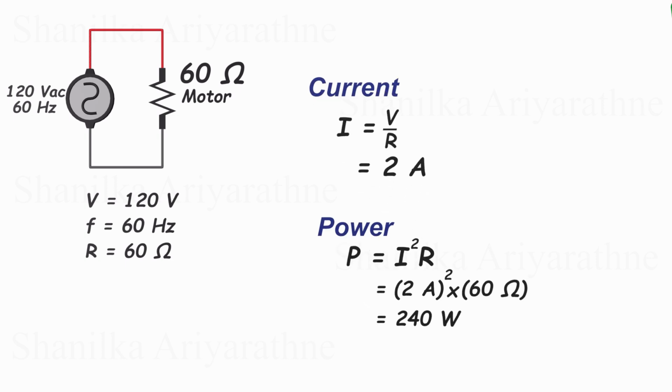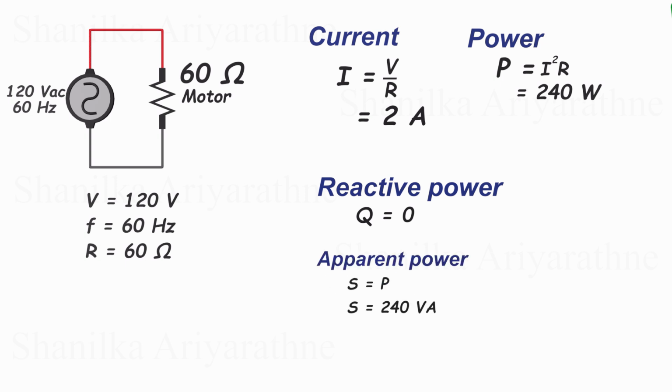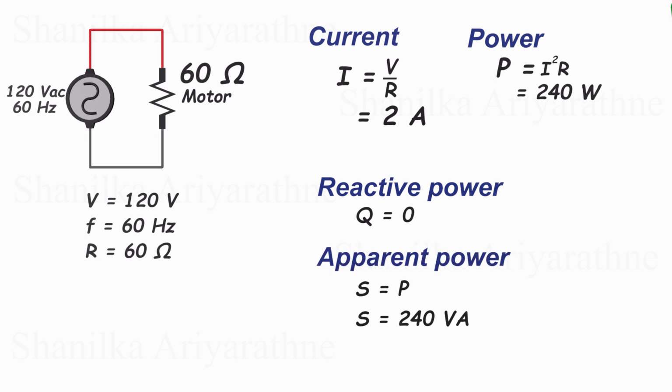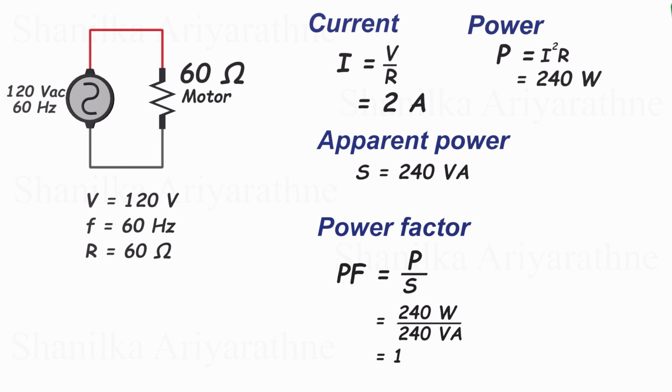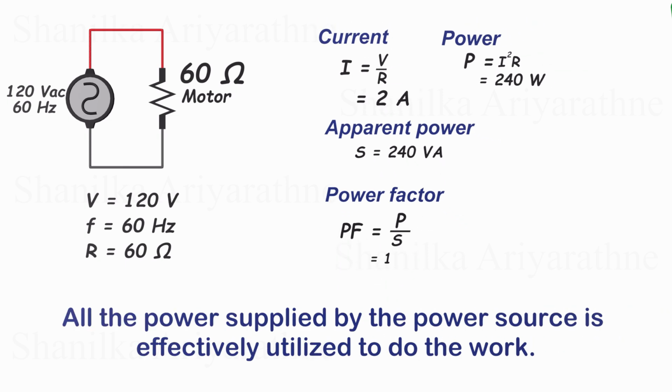Now let's calculate the power supplied by the power source. This represents the active power of the circuit. Since we're neglecting the reactance, the apparent power is equal to the active or real power. Therefore, the power factor is equal to 1, indicating that all the power supplied by the power source is effectively utilized to do the work.